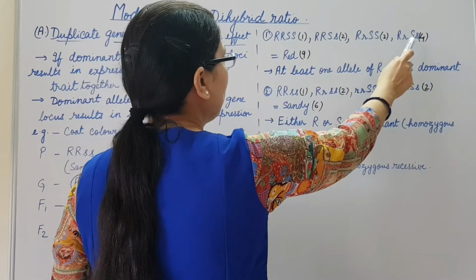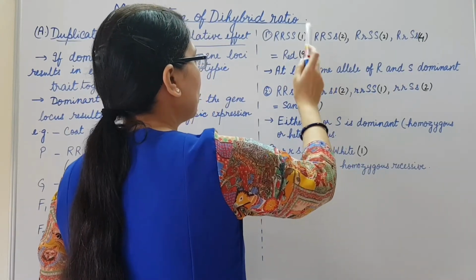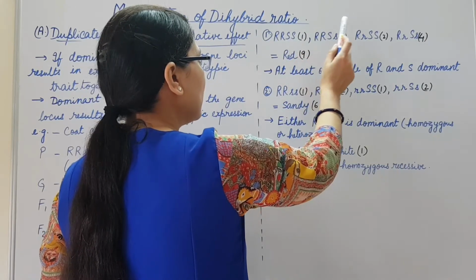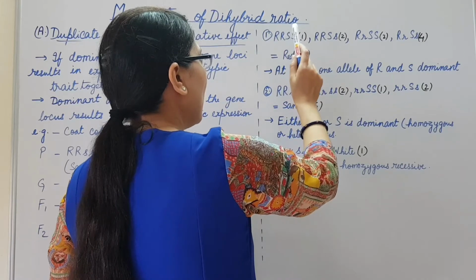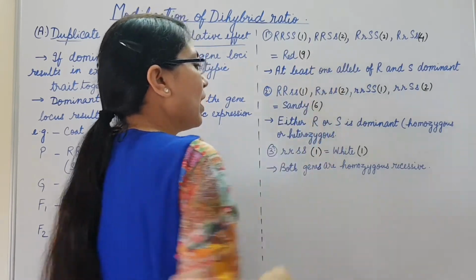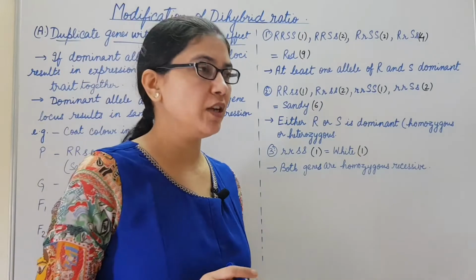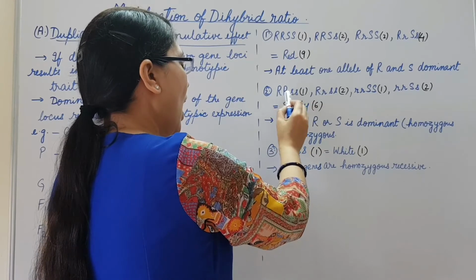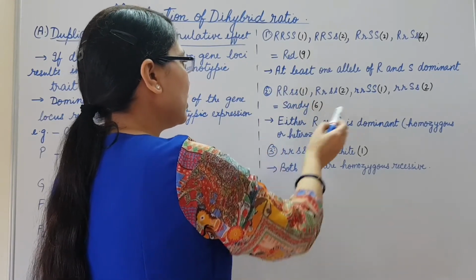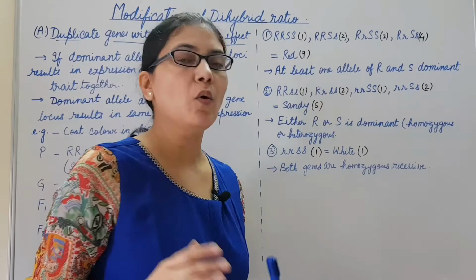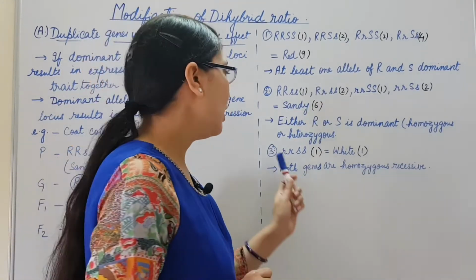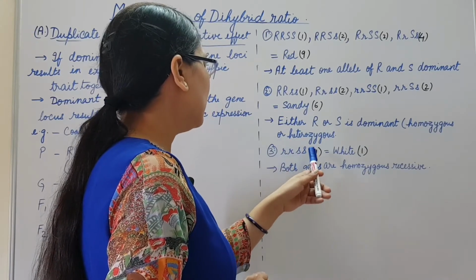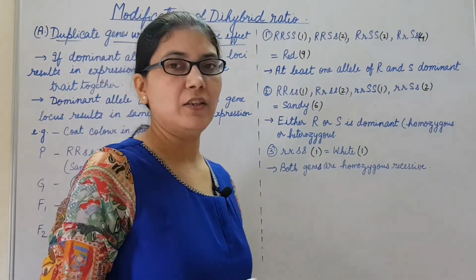In the first type, where the coat color is red, at least one dominant R and one dominant S are present together, either in the homozygous or heterozygous condition. In the second type, which has the sandy coat color, either the dominant R allele or the dominant S allele is present in the homozygous or heterozygous condition. In the third type, both the R allele and the S allele are present in the recessive homozygous condition.